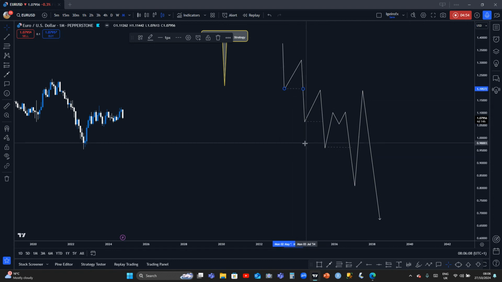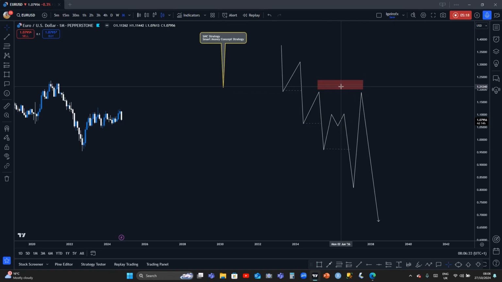So now, anytime that there's a break of structure, there is an origin, an order block, a bullish order block that caused the break of structure to the downside. So what I need to do in this instance, I will mark the order block that caused the break of structure to the downside. All right, I'll mark it.